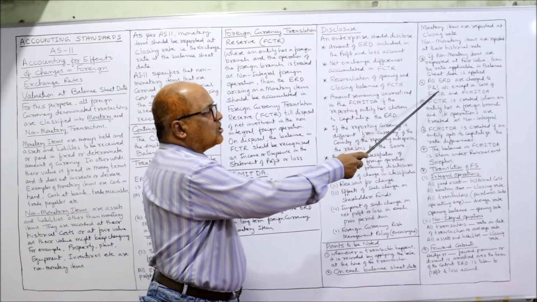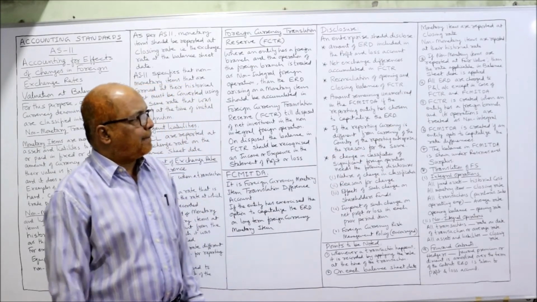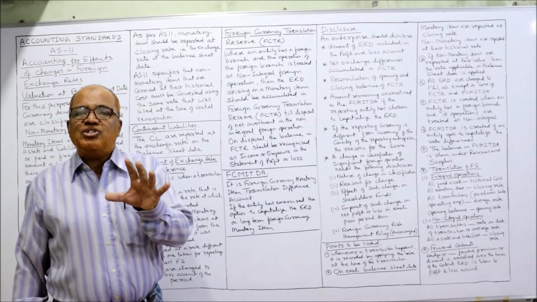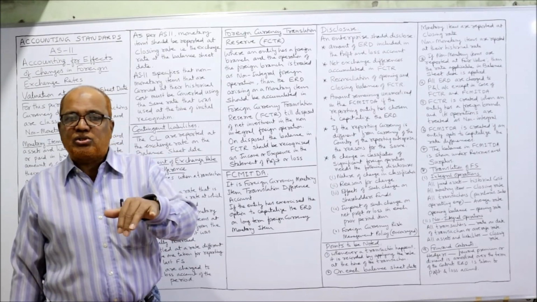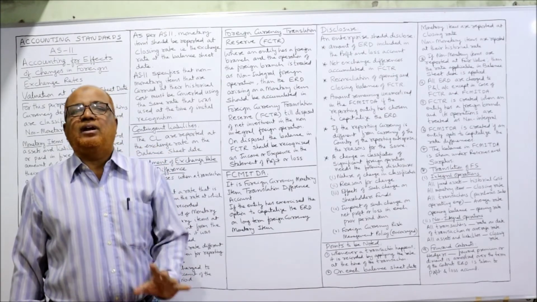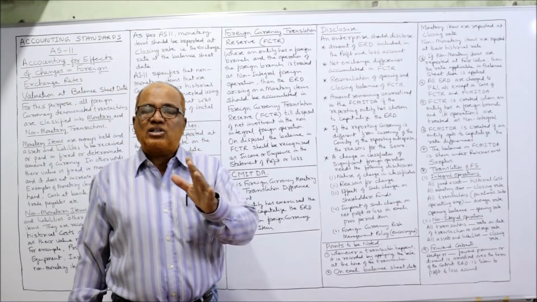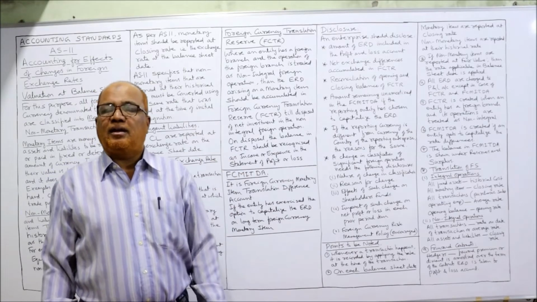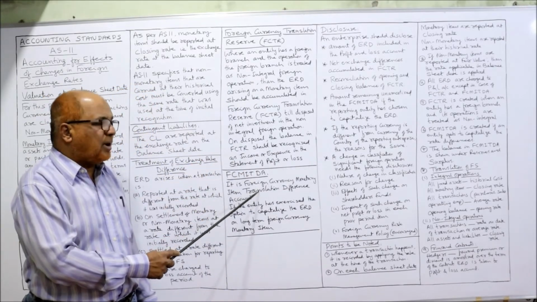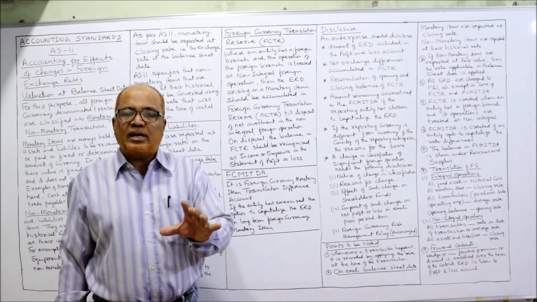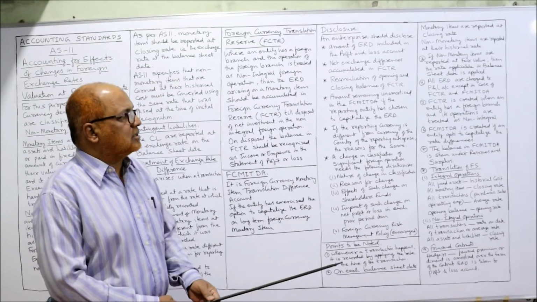All ERD are charged to the P&L account except in the case of FCTR and FCMITDA. All the exchange rate difference, whether it is gain or loss, should be taken to the profit and loss account except in two cases. In two cases, the exchange rate difference should not be taken. Those two cases are FCTR and FCMITDA. In these two cases, it should not be charged to the profit and loss account.